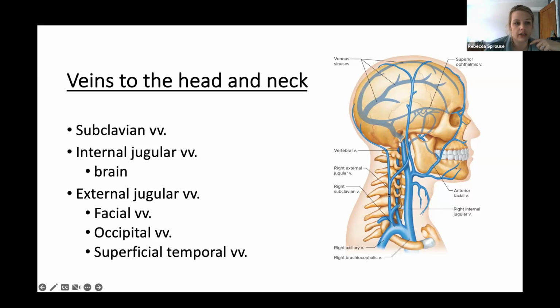Your external jugular here is going to drain the occipital, the superficial temporal, and your facial here. So just keep in mind that the external and internal jugulars do have different branches. Ones that I would like you to know would be your external jugular, your internal jugular, and this occipital, superficial temporal, and facial. Venous sinuses might be on your homework just as a labeling blank for you.